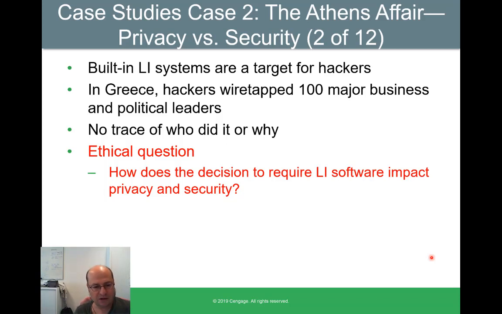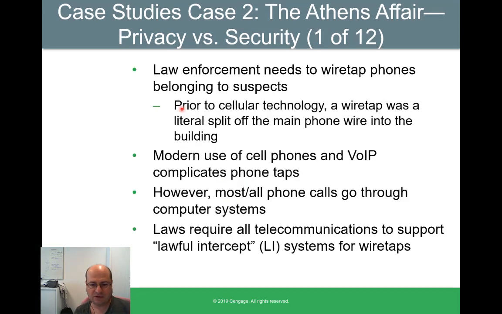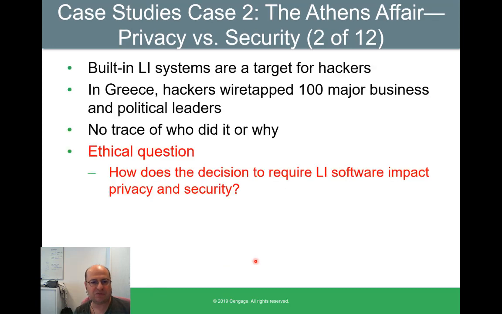Is it good or bad? Well, we don't know. That's the question. Is it ethical or not? That's the question. There have been cases where built-in lawful intercept systems were targeted by hackers. In Greece, hackers wiretapped 100 major businesses and political leaders, and no trace of who did it or why was found. Here comes the ethical question. How does the decision to require lawful intercept software impact privacy and security?